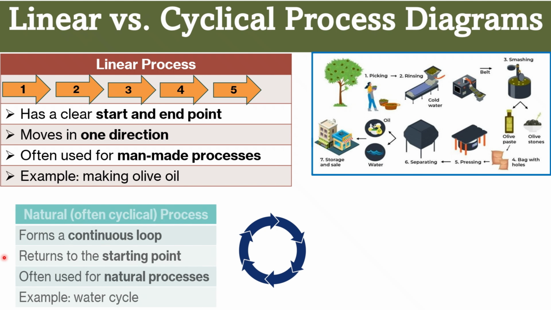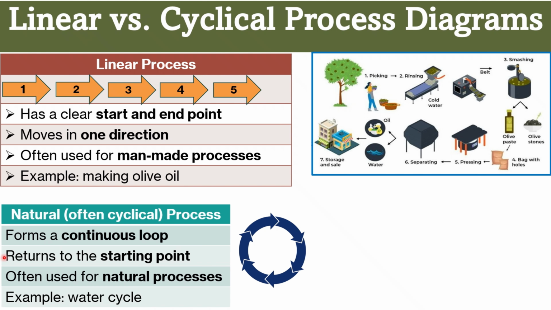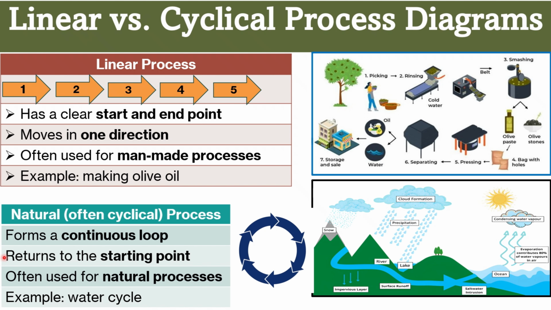On the other hand, a cyclical process forms a loop. It typically represents natural processes that repeat over time, like the water cycle. These processes do not have a fixed end. They keep going. Recognizing the type of process helps you structure your description logically and clearly.